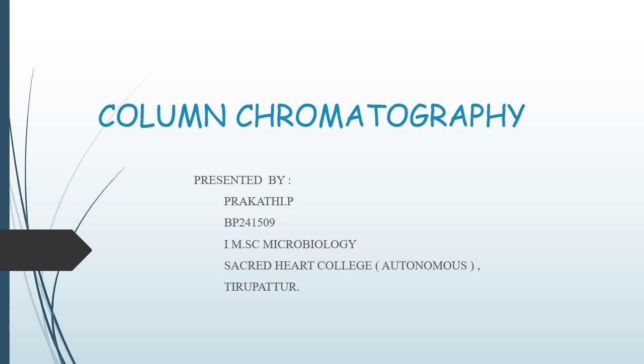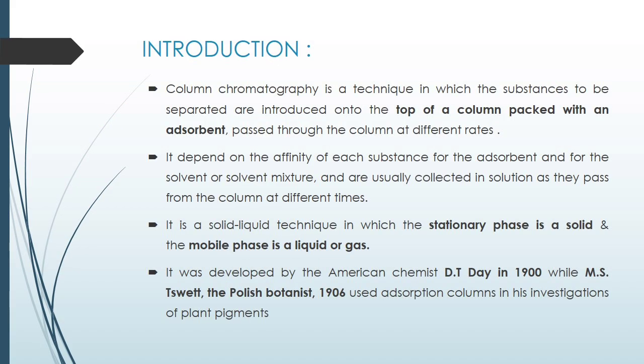Here I am going to discuss column chromatography. Column chromatography is a technique in which a substance to be separated is placed onto the top of a column packed with an adsorbent. It is passed through the column at different rates. This depends on the affinity of each substance for the adsorbent and solvent mixture, and the substances are usually collected in solution as they pass from the column at different times.